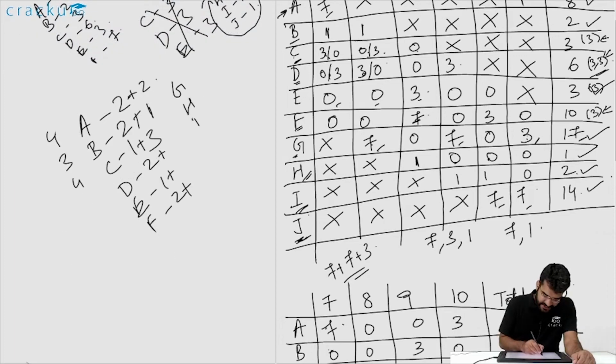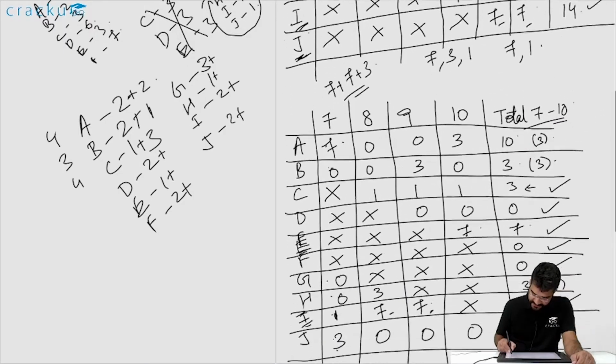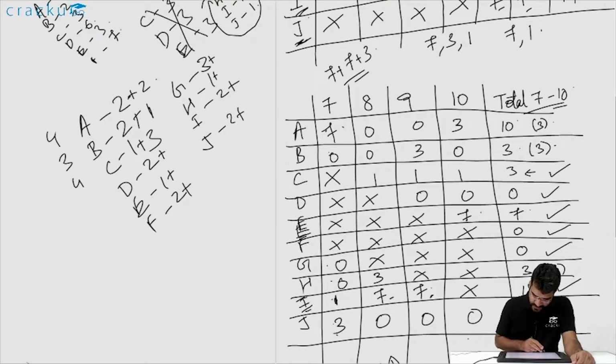G, H, I and J. G has scored in 3 rounds in the first 6. H has scored in 1 round in the first 6. I has scored in 2 rounds in the first 6. And J has scored in 2 rounds in the first 6. Now let us add the total in the next 4 rounds. D has scored in no rounds. E has scored in 1 round.